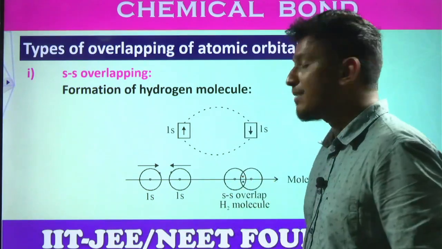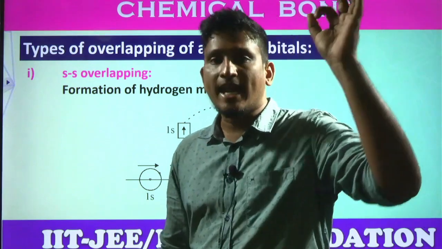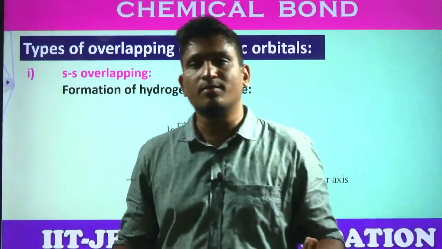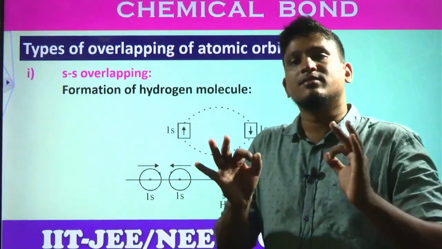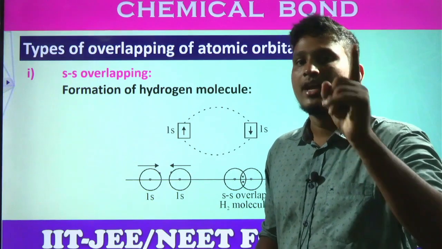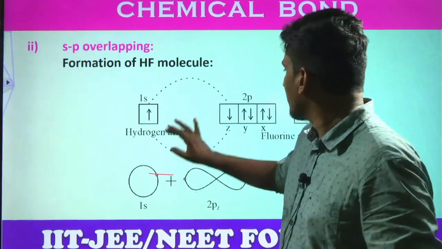And what is this overlapping? This overlapping is called end-to-end overlapping. Whenever an s orbital overlaps with another s orbital, 100% that is a sigma bond. This is end-to-end overlapping, and this is the strongest bond. Remember, S and S means definitely sigma bond.